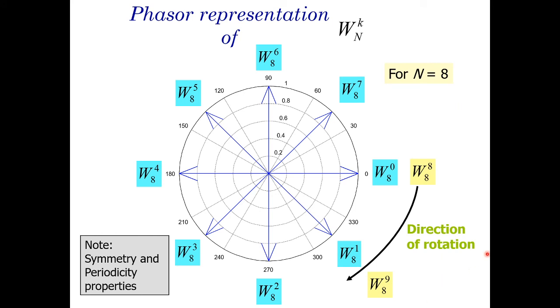So instead, if it was positive, that means instead of this being W0 of 8 and then this being W7 of 8, if the index of the exponent was positive, we'd go W0 of 8, W1 of 8, W2 of 8, and so forth. But because the index is negative, that means we're going in the opposite direction. So we're going in a clockwise direction instead of an anti-clockwise direction.